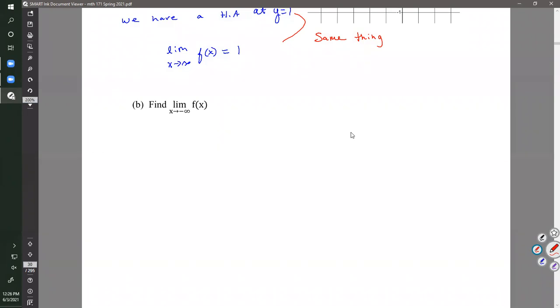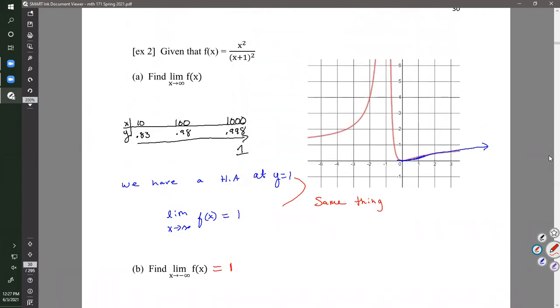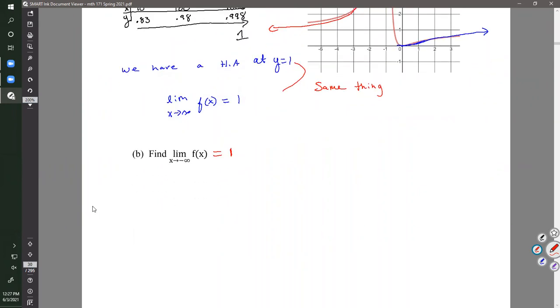All right. So what did you guys get? 1. Everybody in the group agree? Okay. So if we want to do this algebraically, we notice that this comes down, but it kind of levels off around 1. So that limit as it's going to negative infinity is 1.